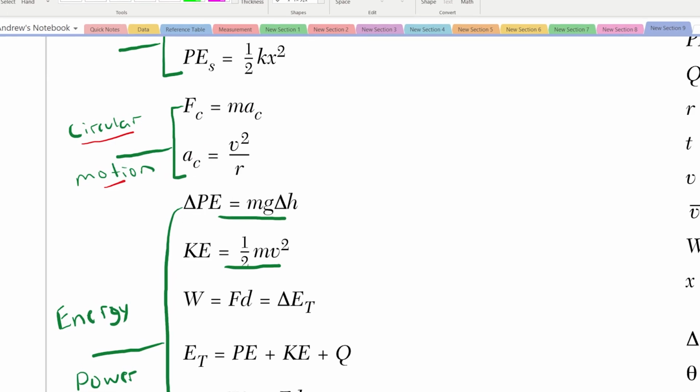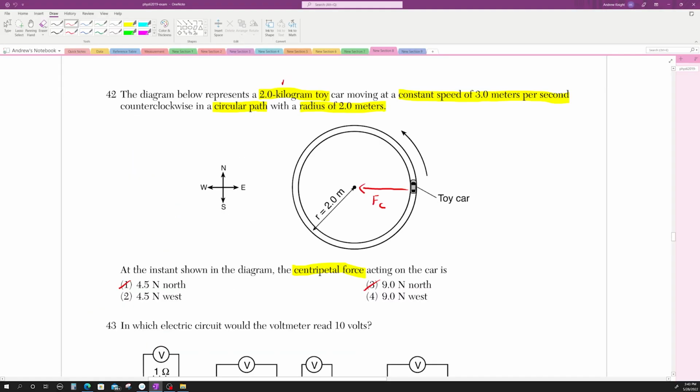And also remember, centripetal acceleration is v squared over r. Looking at what they give me, the mass of the toy, the speed of the toy, and the radius. So if I just look at FC is m times AC, you'll notice there's a problem. I have my mass, which is 2 kilograms, but I don't have AC. So what I have to do is just simply rewrite this in terms of AC, which is v squared divided by r. There we go.